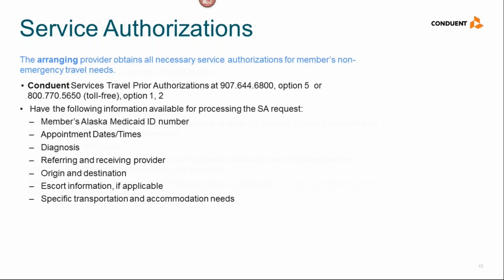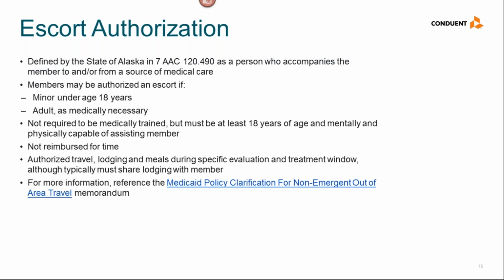All right, as I mentioned, we're going to talk about escorts at this point. So escorts are defined by the state of Alaska in Title 7 of the Alaska Administrative Code, Chapter 120.490, as a person who accompanies a member to and or from a source of medical care. Members can be authorized for escorts if they are children under 18 or for adults when it's medically necessary. Escorts do not need to be medically trained, but they do need to at least be 18 years of age and mentally and physically capable of assisting the member.